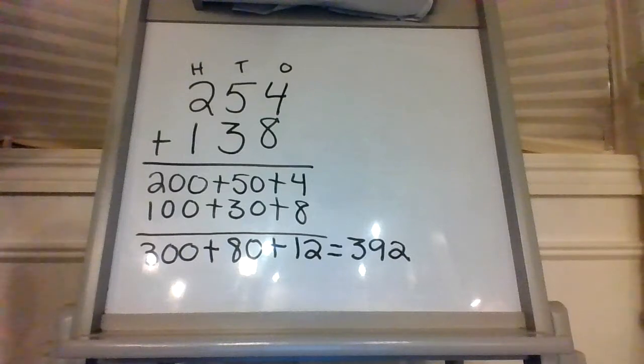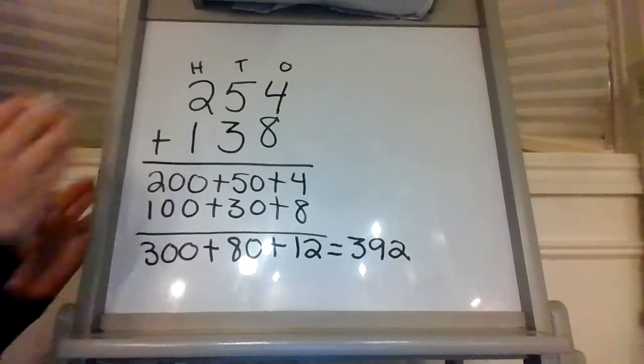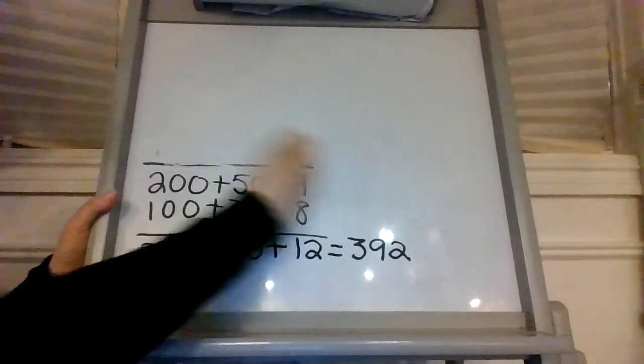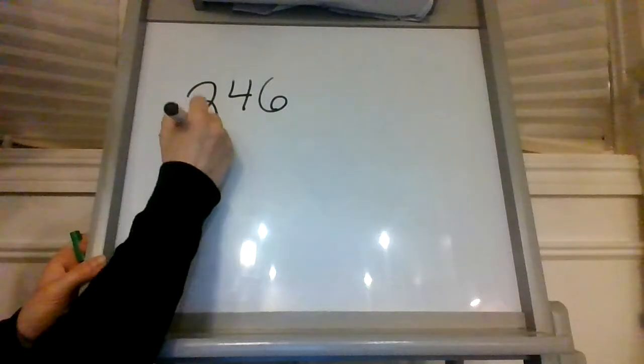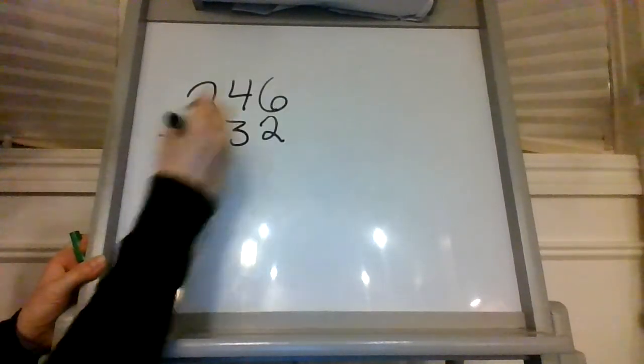Let's look at another 3-digit one. I know this could be a little tricky. A lot of numbers to look at. The more examples we see, like I said, I think the more we'll understand. Let's try 246 plus 132.